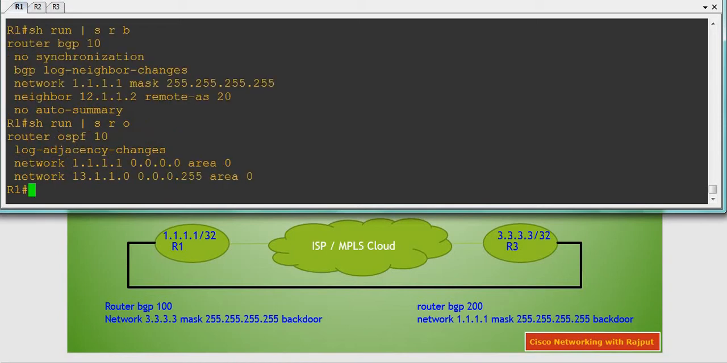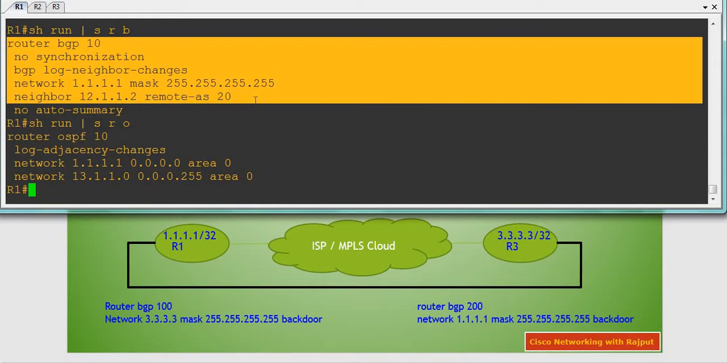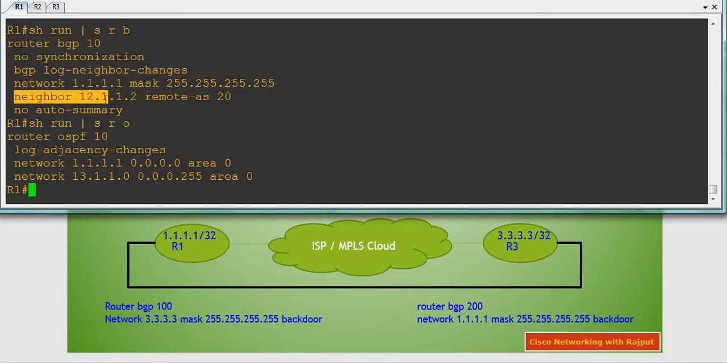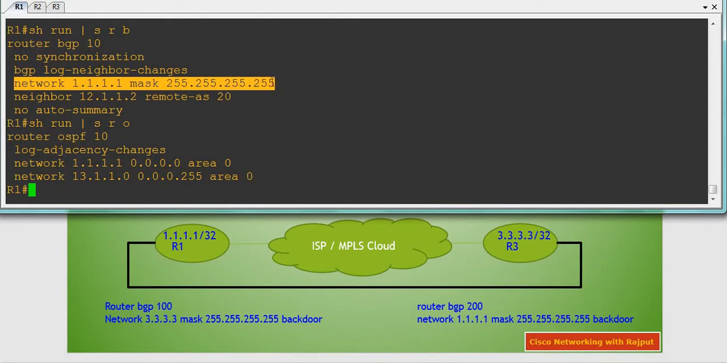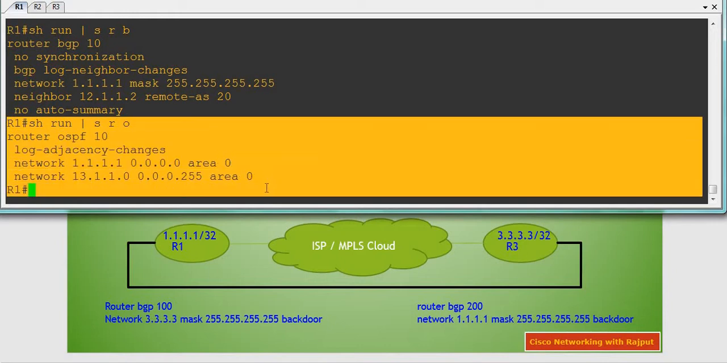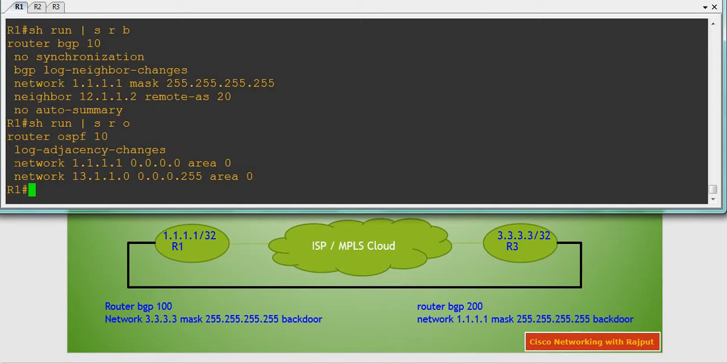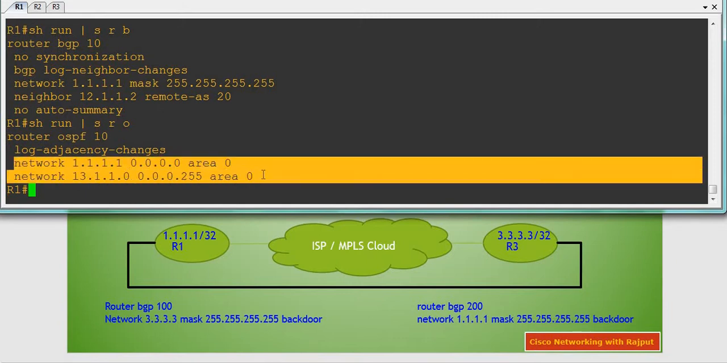On router 1 we have configured BGP, again normal BGP. This is for router 2. The neighbor is 12.1.1.2, which goes to the ISP or MPLS cloud, and the only thing we are advertising is network 1.1.1.1/32. The other routing protocol we have configured is OSPF. The direct connectivity between router 1 and router 3 is on the 13.1.1.0/24 subnet, and I have advertised both this physical interface and the loopback interface in OSPF.